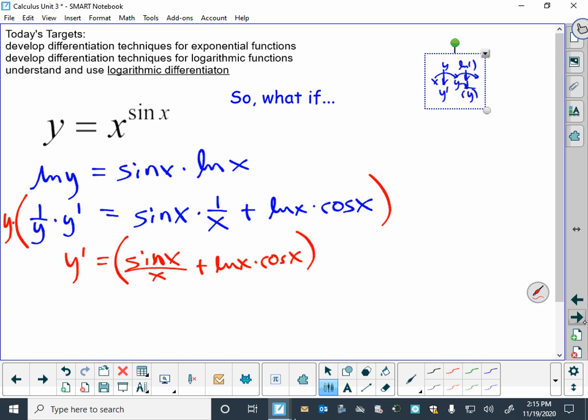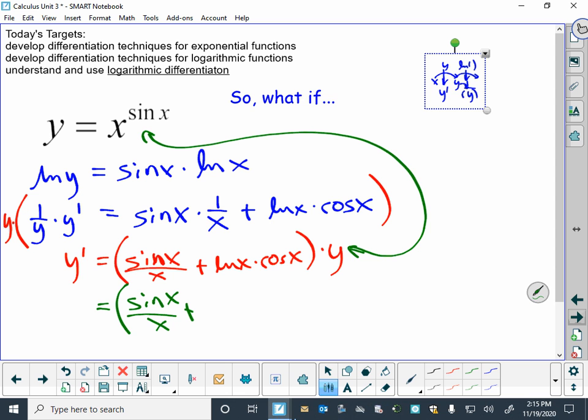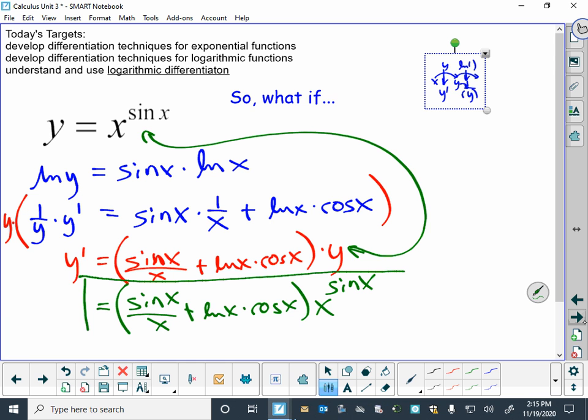But y is, well, I'll split this into separate steps. This is implicit when our original one was not. I can do something about this y because I know y is equal to x to the sine x. So my y prime is sine x over x plus the natural log of x times the cosine of x, times x to the sine x, and this then is my dy dx.